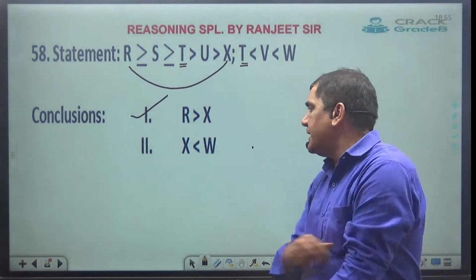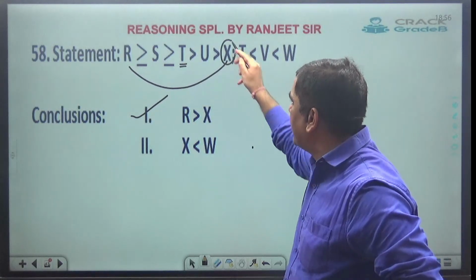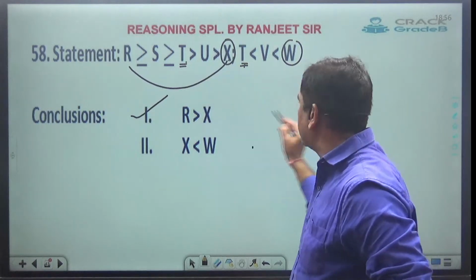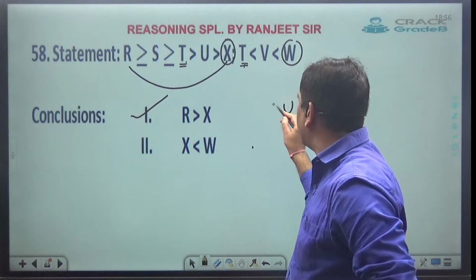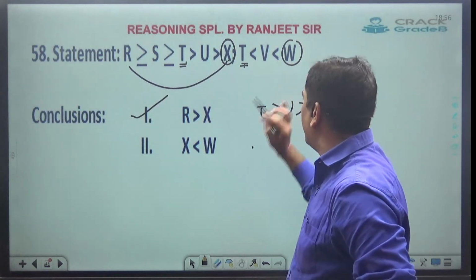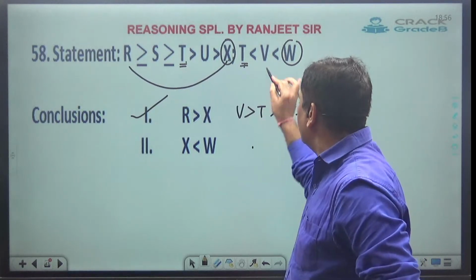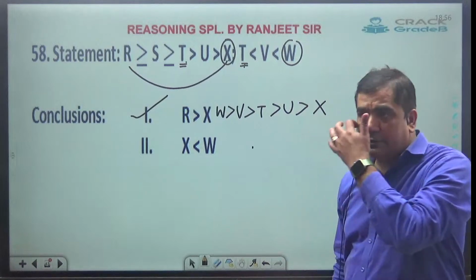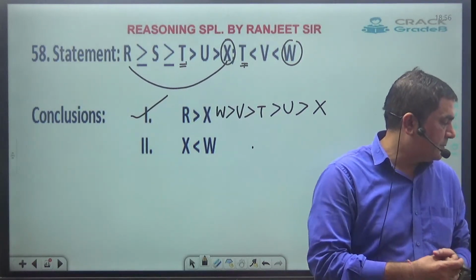Second one, X and W. See, X is over here, W is over here. What is common? T is common. So write X to T: X, then U, and then T. And then T to V. T adjacent will be what? V. Face is towards V. V adjacent will be what? W. Face is towards W. You are not supposed to see greater than or smaller than. You are supposed to see the face.